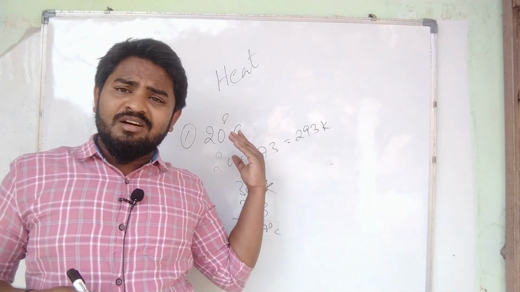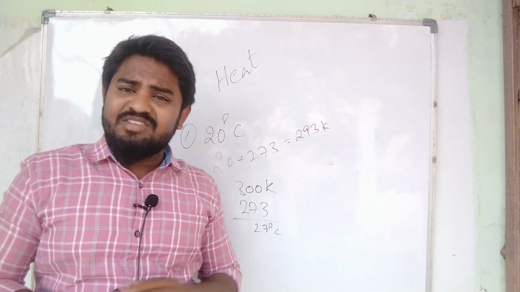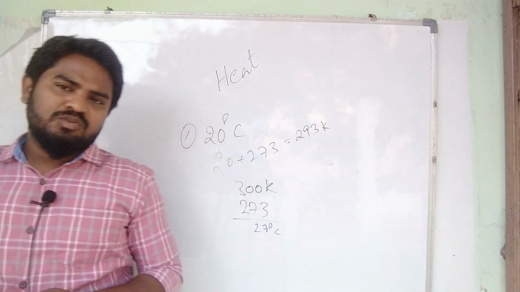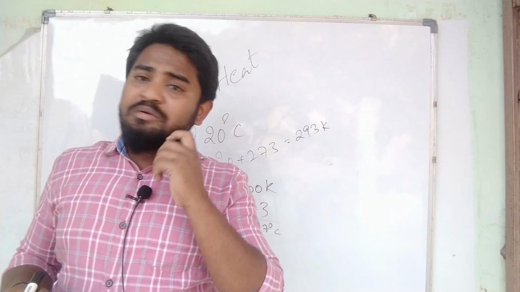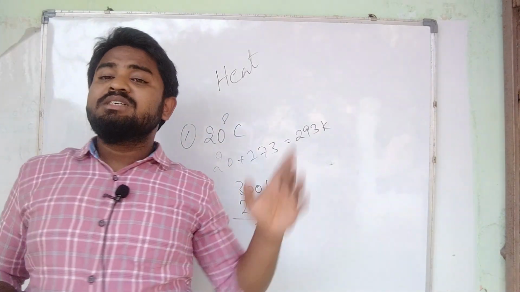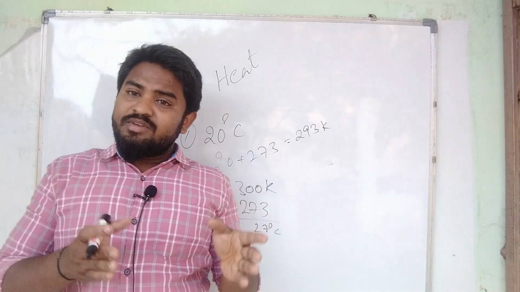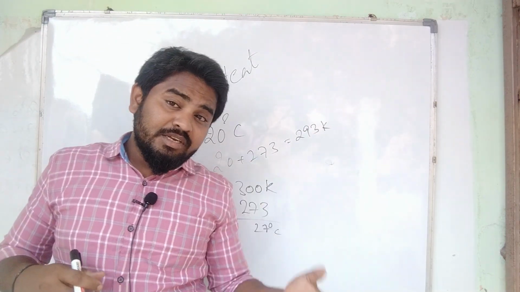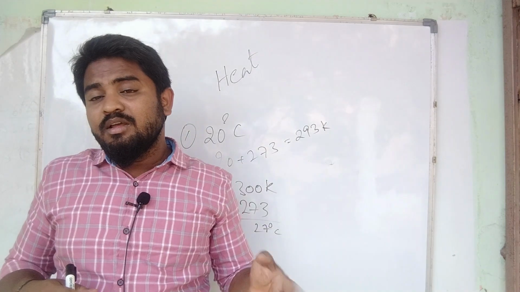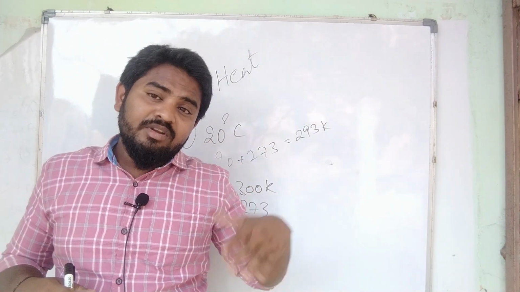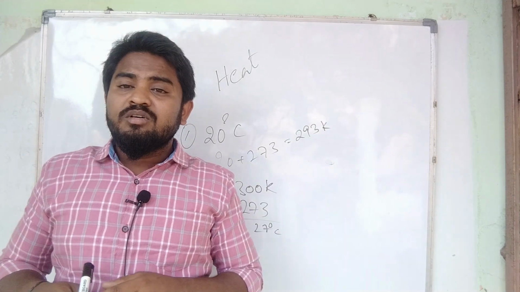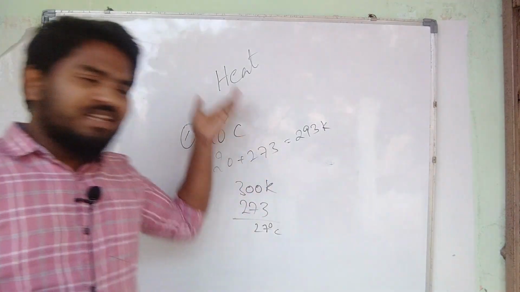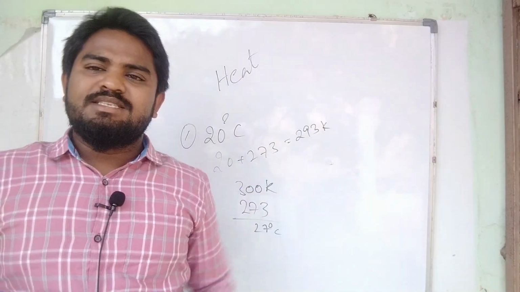Actually, not only degree Celsius and Kelvin scale, there are many scales in temperature, and you know that formula also. By using that formula, you can convert degree Celsius to Kelvin, Kelvin scale to degree Celsius, at the same time Fahrenheit to Kelvin, Kelvin to Fahrenheit, Reaumur scale to Kelvin, Kelvin to Reaumur scale. So I will display this formula here, you can see that, right? So this is a very small thing for the 10th standard, right?